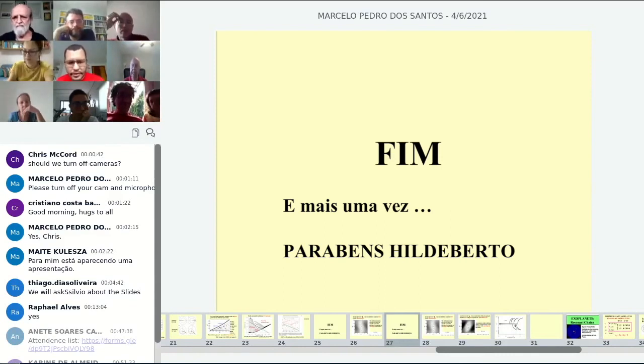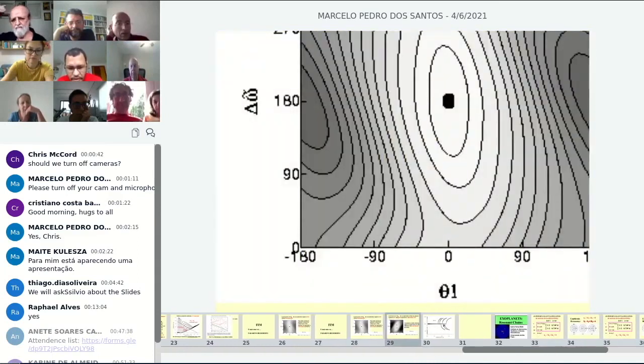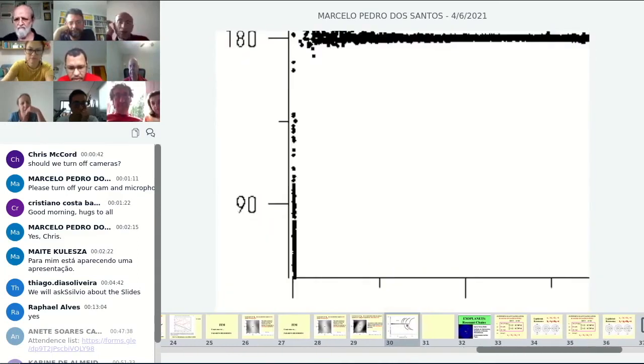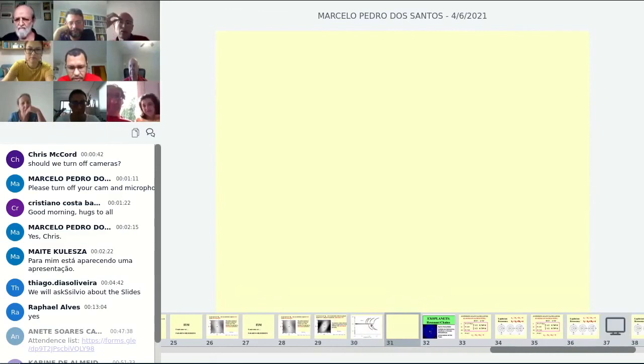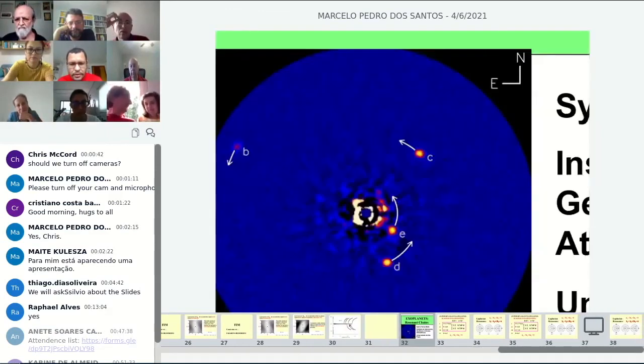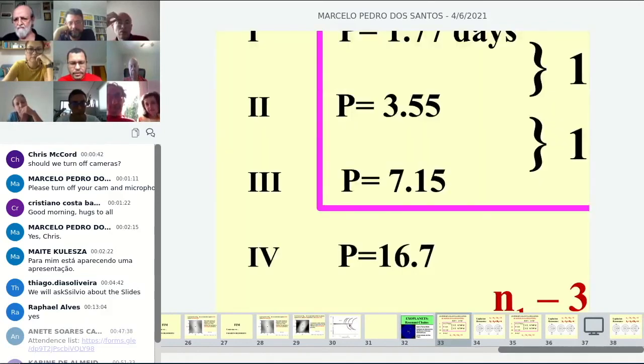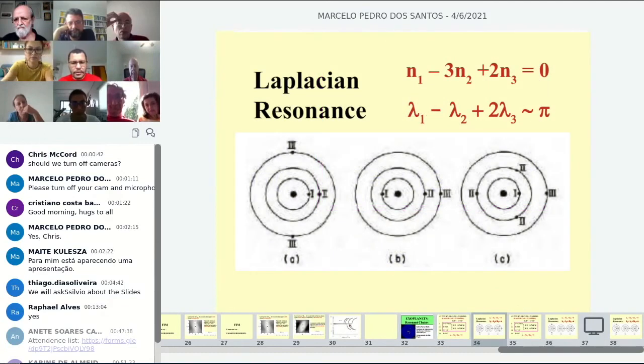Marcelo, keep going, I want about 5 or 6 after this one. Later. Go. Okay, this is the case of the Galilean satellites. This is good. The one with the figure. Voilà.